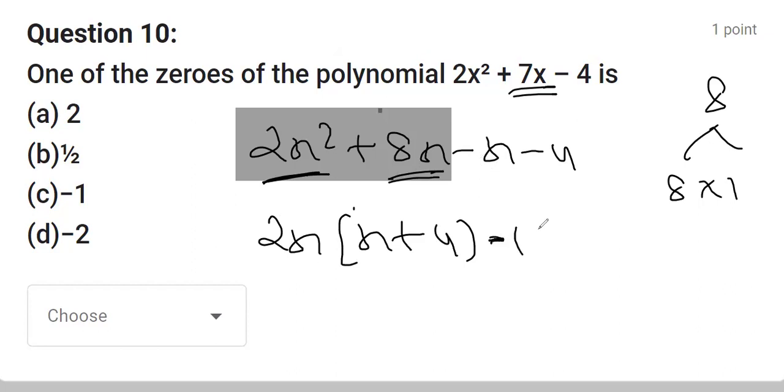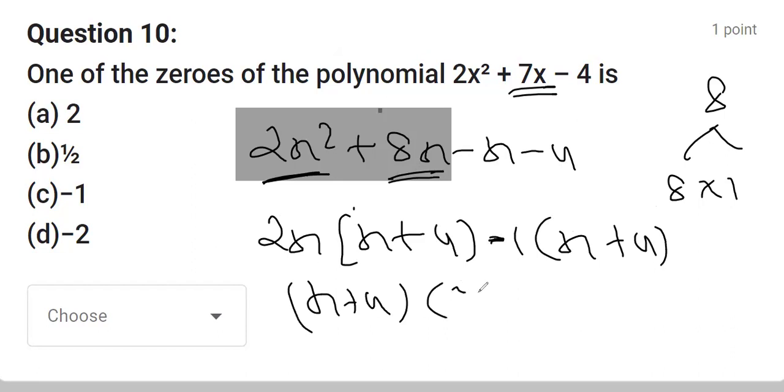So by default, minus 1 is common. Dividing this by minus 1, we'll get x, and dividing this by minus 1, you'll get 4. So clearly x plus 4 and 2x minus 1 are the two factors, right? As of now, we have factorized.